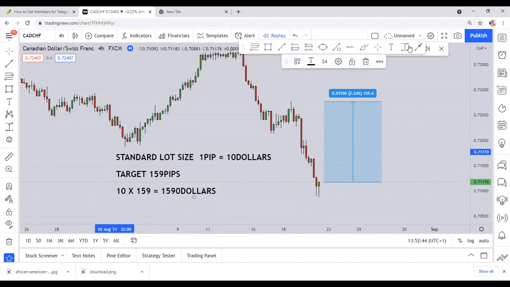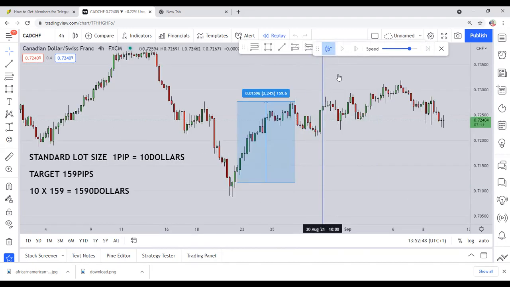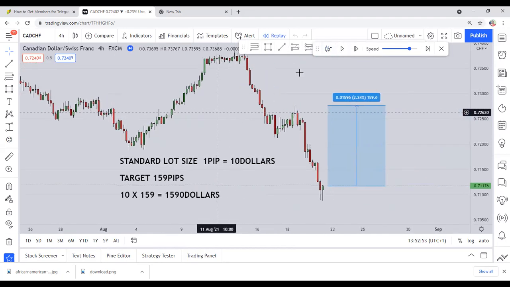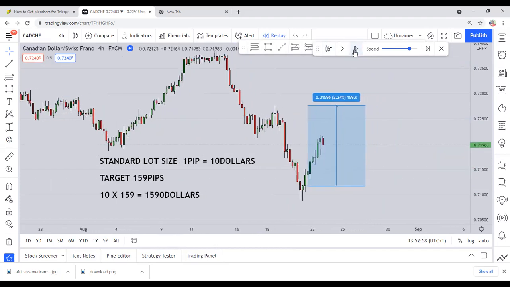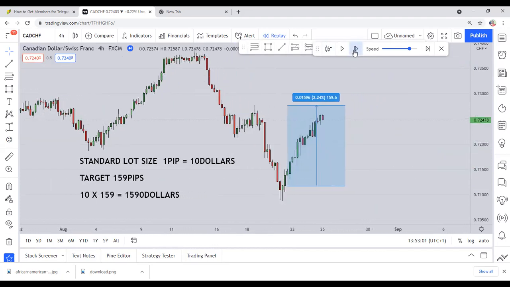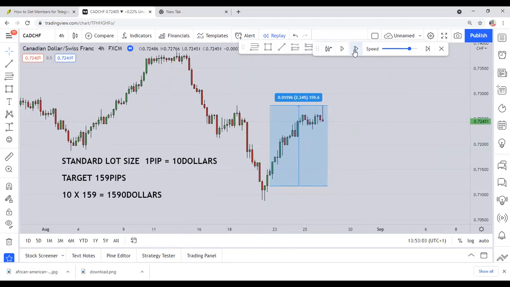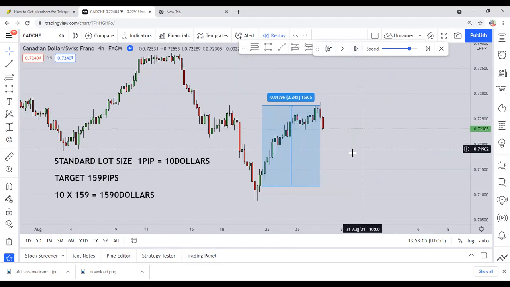$1,590 on this trade. So at the moment the trade starts running and goes towards that direction, we start making that amount of money. Till it gets to our take profit and we get hit, we would have made $1,590 because we aimed for 159 pips and we used the standard lot size. I hope you get that.